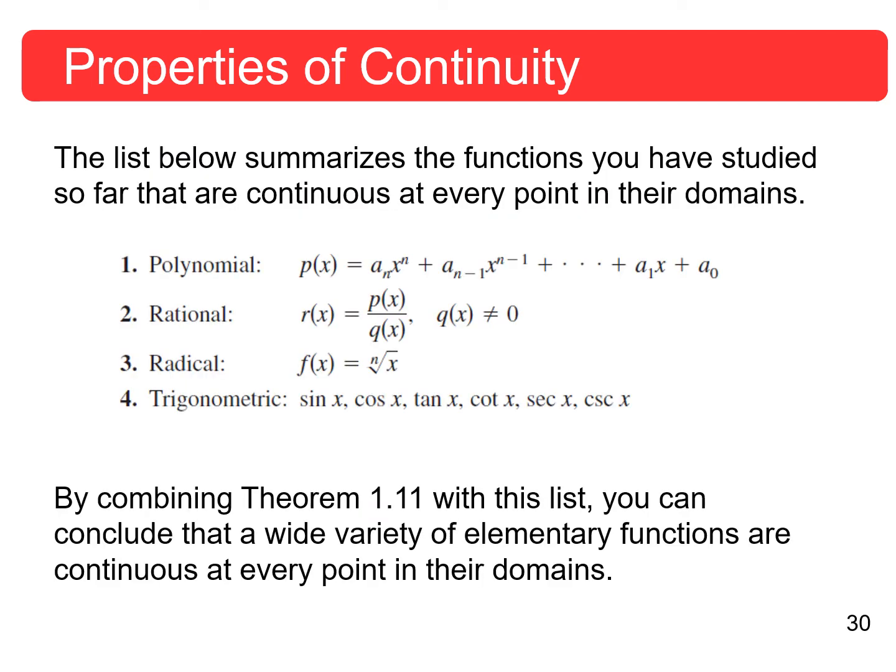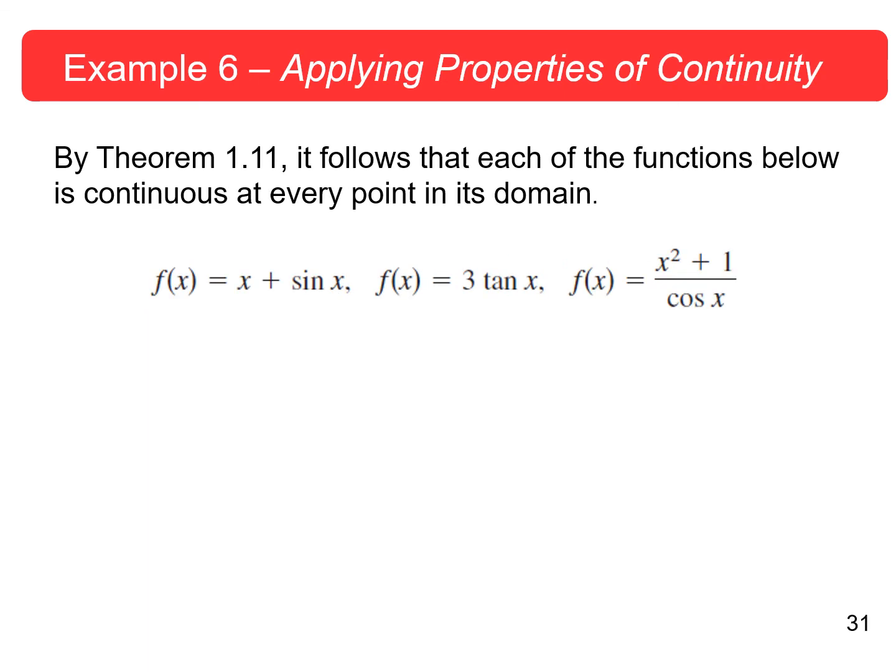Now, so far in our discussion, we've seen the following functions are continuous at every point in their domain. These are the polynomial functions, rational functions, the radical functions, and the trigonometric functions. Now, if we combine this with theorem 1.11, we can conclude that there are a wide variety of elementary functions that are continuous at every point in their domains. And by theorem 1.11, it follows that each of the functions below is continuous at every point in its domain.